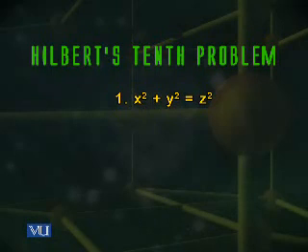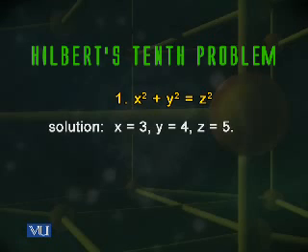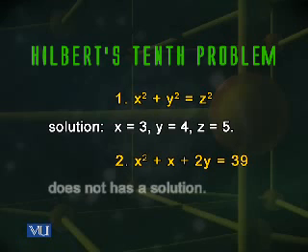The equation x squared plus y squared is equal to z squared has solutions in positive integers. x equals 3, y equals 4, and z equals 5. So this equation has solutions. On the other hand, let me give you another equation, which is x squared plus x plus 2y equals 39. This equation does not have a solution.